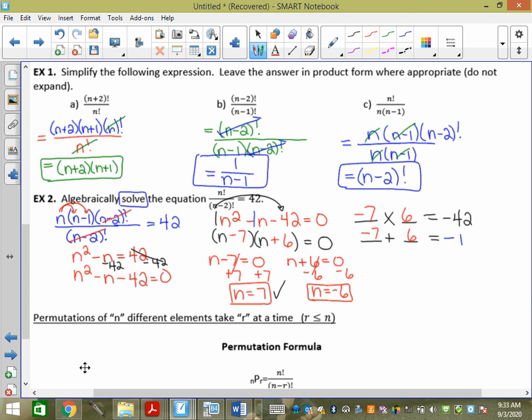We start at a number and we work till we get to 1, right? So negatives can't be done, right? So that negative 6 one isn't going to work in this case because we get negative 6 factorial over negative 8. So we have to circle it, put a line through it, and say it's extraneous.